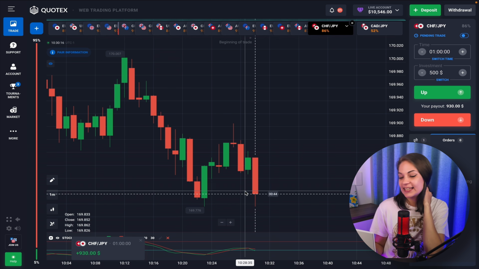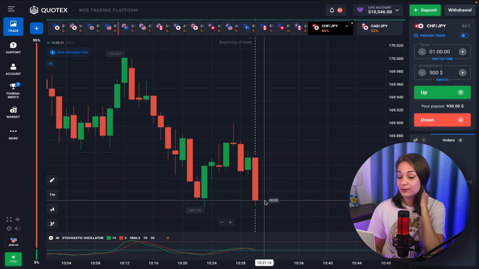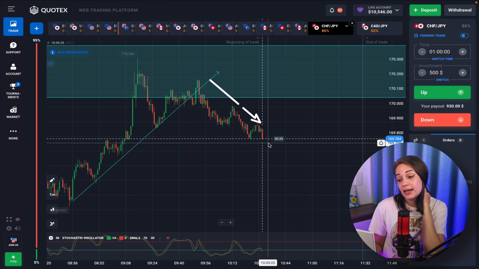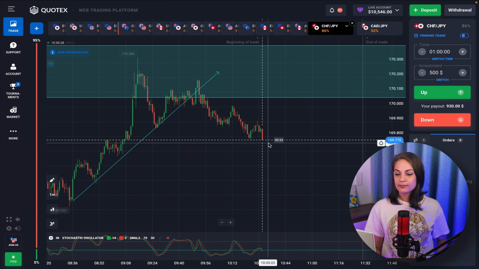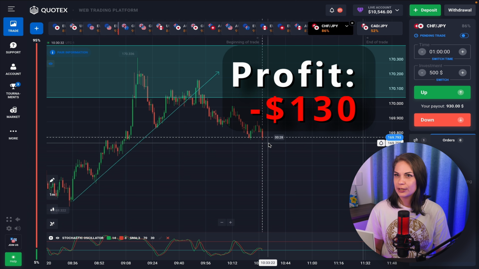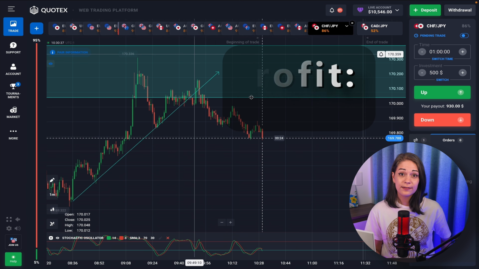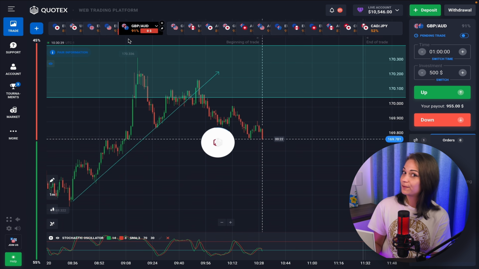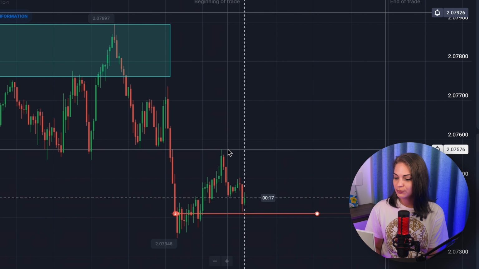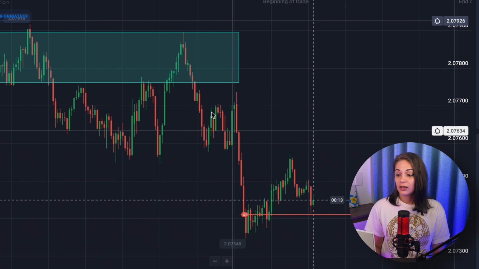Alrighty, okay, see, it looks amazing. So the deal is closed in black. This was the end of the pullback, and the price started pushing downwards, creating this downward trend. And at this moment, we have around minus $30, but it's better than $560 that we had before this deal. So that's great.